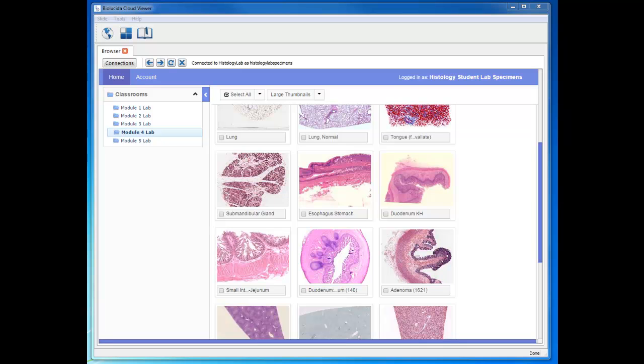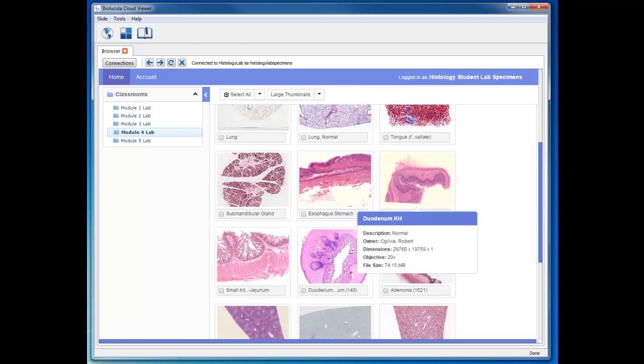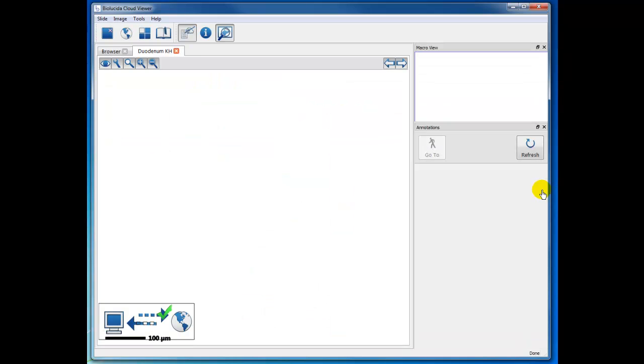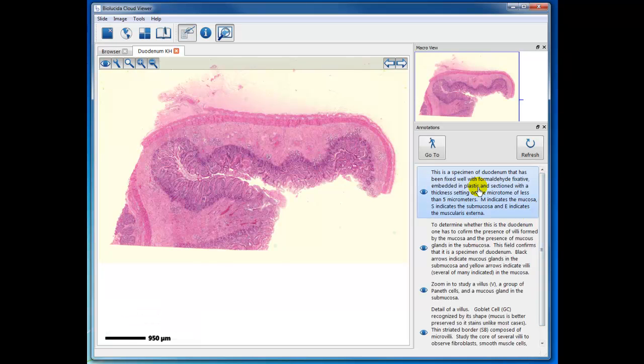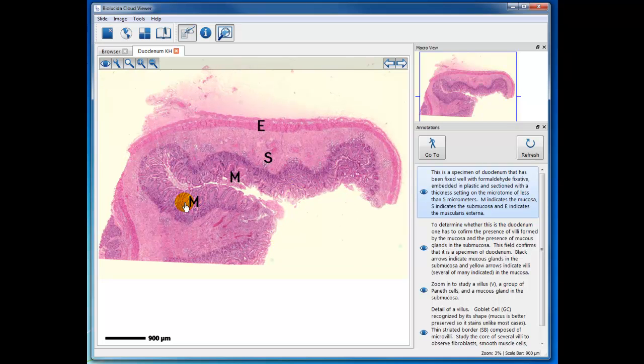This is a tour of a duodenum specimen, and this particular specimen has been fixed very well, stained with H&E, and it is cut very thin, so you can see more detail of the cells and the nuclei. So let's take a look at it. There are several annotations that we have created here to guide your study of this, so I'm just going to run through them. M indicates the mucosa, S the submucosa, and E the muscularis externa.